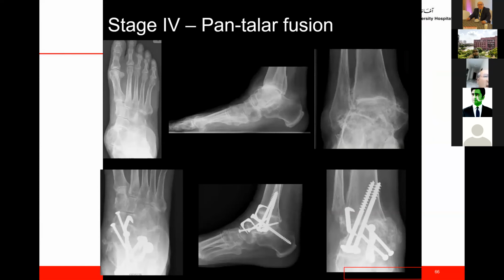So for stage 4, when the ankle is also fixed and deformed, the only option left is to have a pan-talar arthrodesis, which is associated with its own complications. So all options should be explained to the family and the patient. Next.